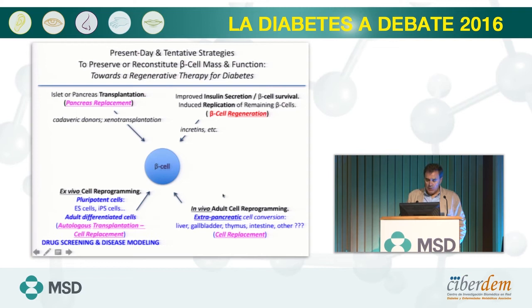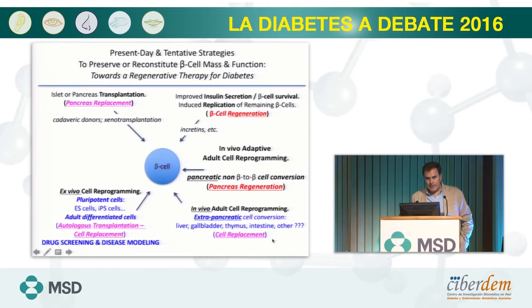Other laboratories are trying more weird solutions, which is in vivo adult cell reprogramming, but from extra-pancreatic tissues. So there are laboratories trying to make liver cells become insulin producers, gallbladder, thymus, intestine, many other cells. This, again, is a cell replacement approach.